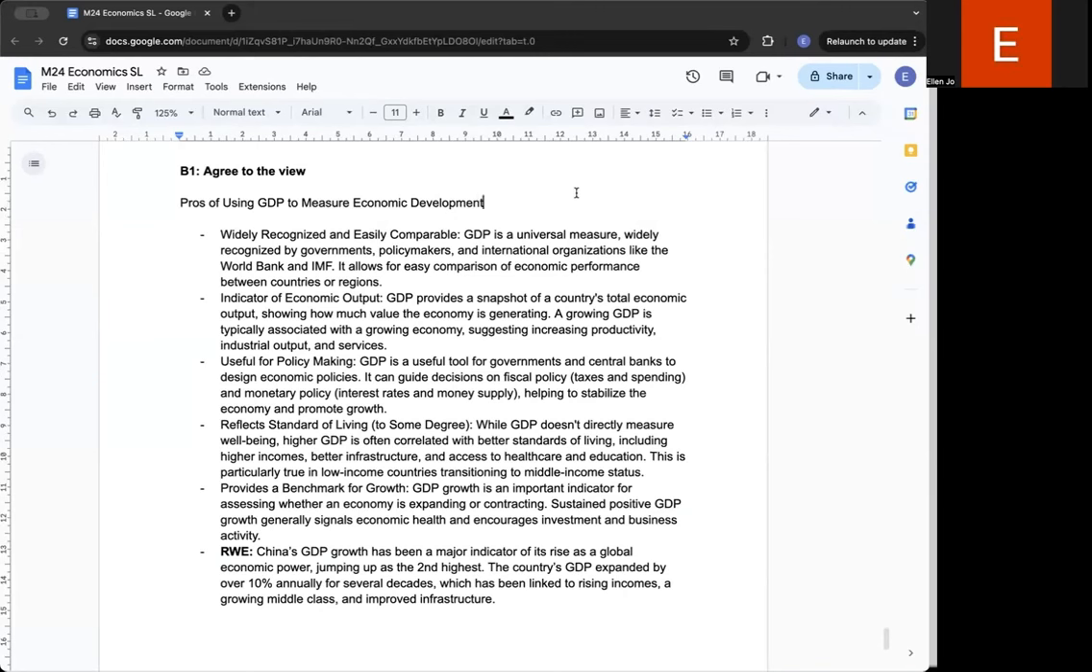China's case would be a good one to illustrate this. The country's GDP growth has been a major indicator of its rise as a global economic power, jumping up to the second highest. Even though recently it's been struggling a little bit, the country's GDP expanded by over 10% annually for several decades, which has been linked to rising incomes, a growing middle class, and improved infrastructure.